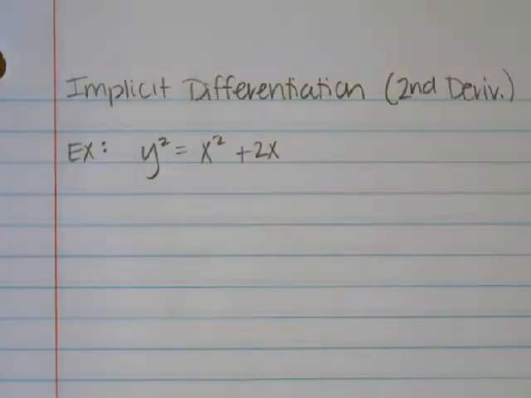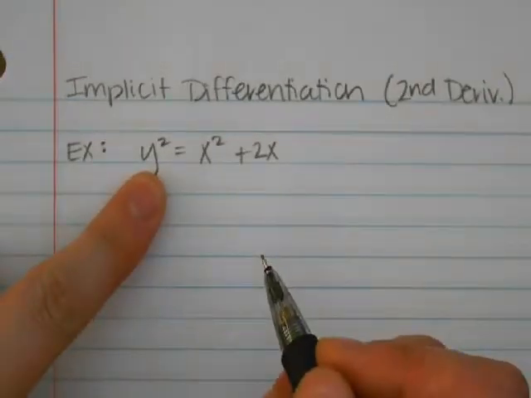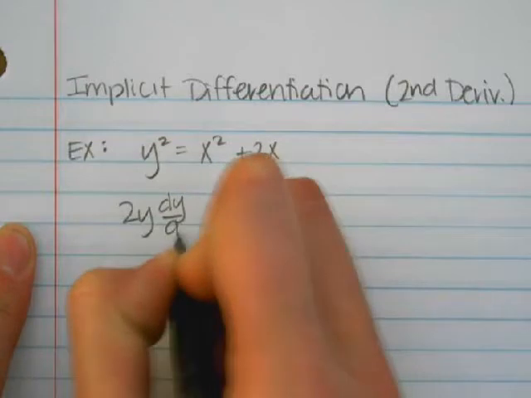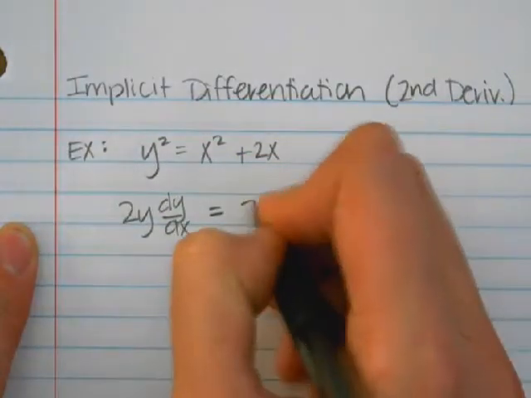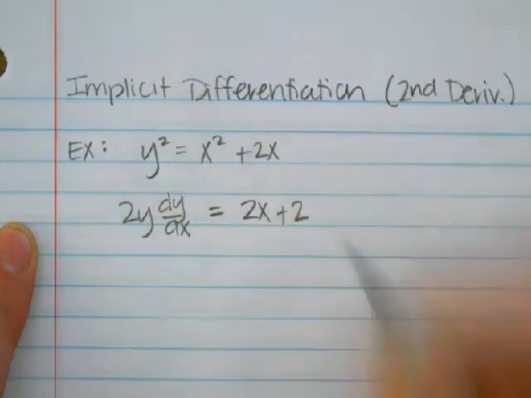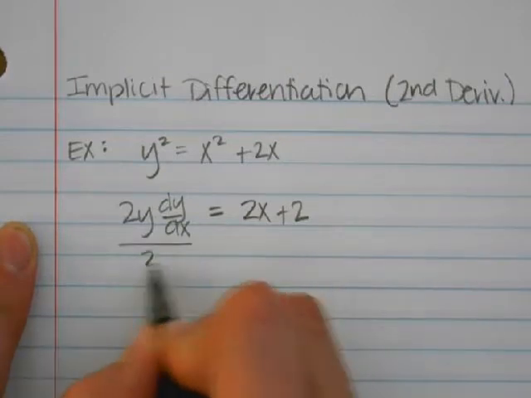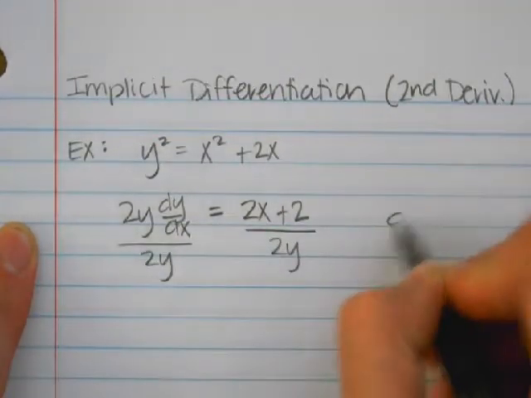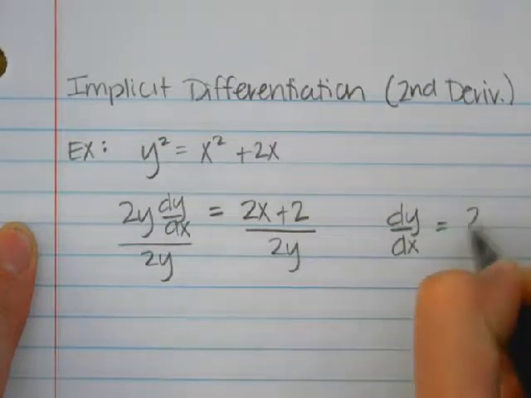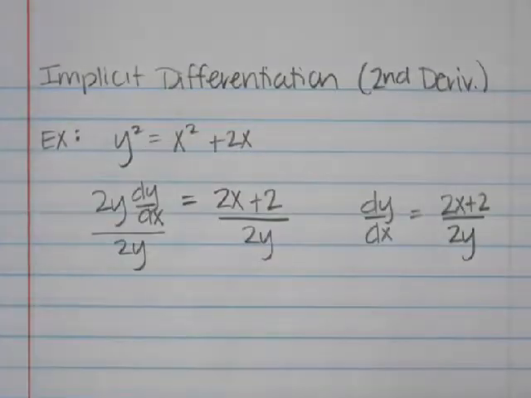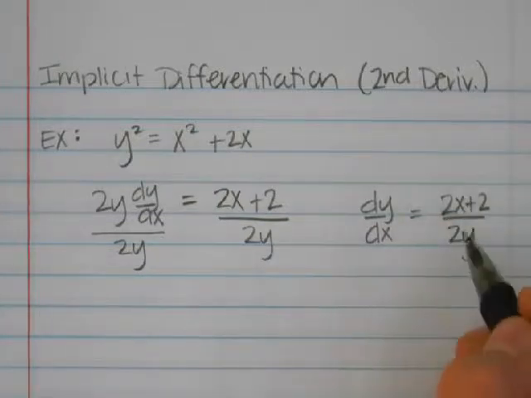So how do we find the first derivative? Yeah, so the derivative of y squared is 2y dy dx. Okay. And then what do I do? Divide by 2y. So dy dx is 2x plus 2 divided by 2y. Can I simplify that at all? Yeah, so you can, x plus 1 divided by y.